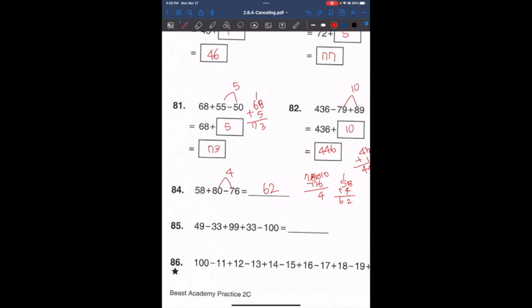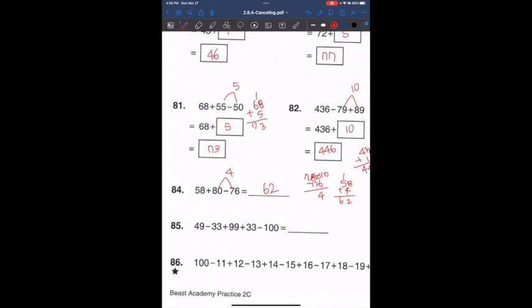Okay, so we'll be going over question 85 now. So we have 49 minus 33 plus 99 plus 33 minus 100. So we'll see if we can do almost canceling for more than two numbers.